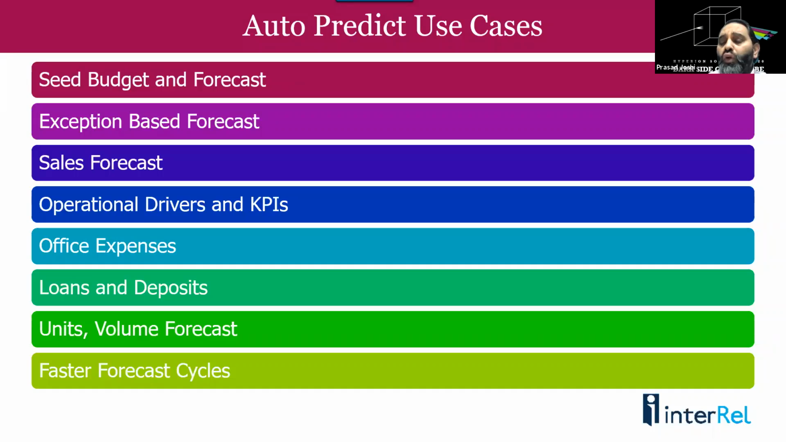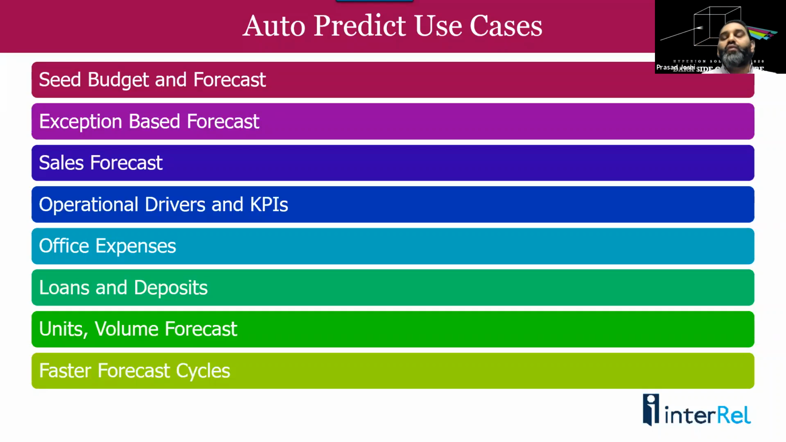Another thing, you could also use AutoPredict to forecast your sales numbers. As I was mentioning with my client, a logistics company, they had a lot of operational KPIs to calculate their operational expenses. You could essentially predict those using AutoPredict. One of my other clients, which is a bank, used predictive planning to calculate their loans and deposit accounts. So you could essentially do that. Also office expenses, utilities, telephone expenses, all those things could be forecasted through predictive planning or through AutoPredict.